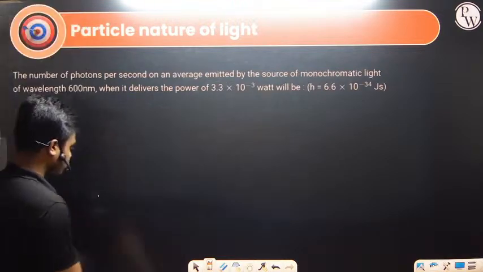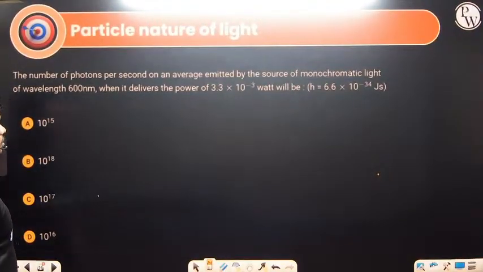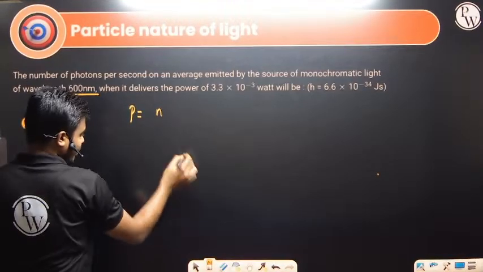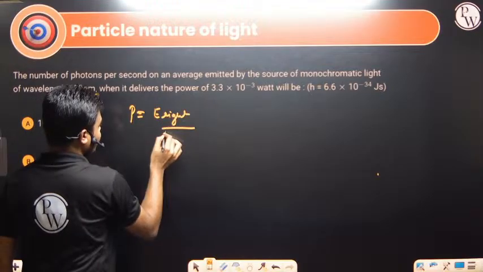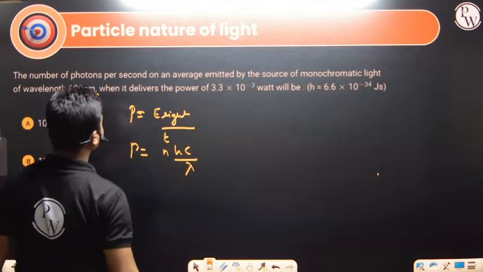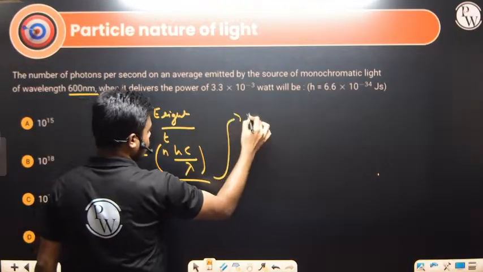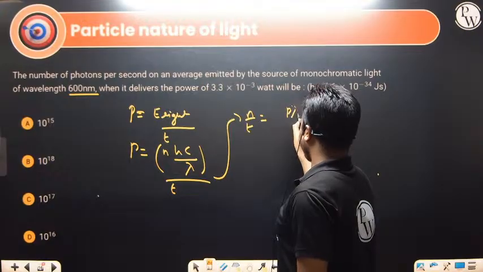Next we have this one. The number of photons per second on an average emitted by a source of monochromatic light of wavelength 600 nanometer when it delivers a power of, so they have given the power and they are asking for the number of photons. What is power? Energy divided by time. The energy of the light is nhc divided by lambda, divided by time. They are asking for the number of photons per unit time, n by t.